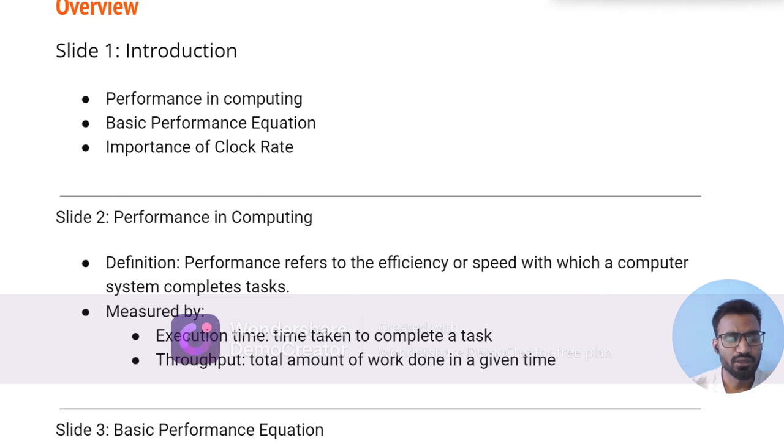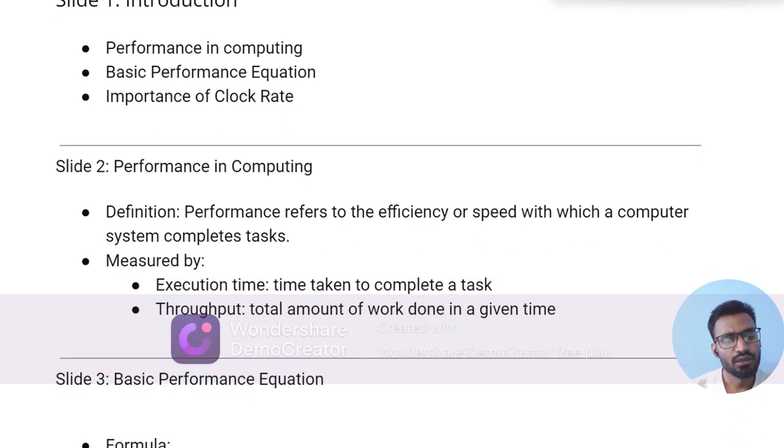Second, now the performance in computing. What is performance in computing? It is nothing but the efficiency and speed of a computer system in completing a task. How do we measure performance? There are two basic measures: first, execution time, the time taken to complete a task; the other is throughput, the total amount of work done in a given time.